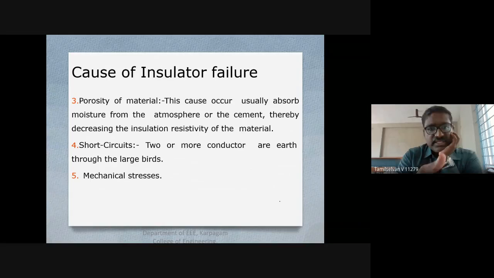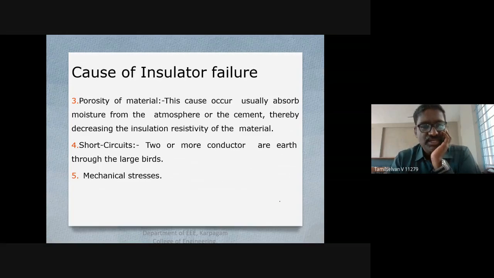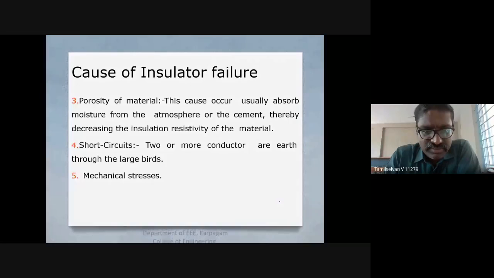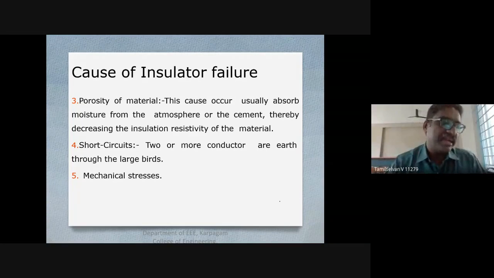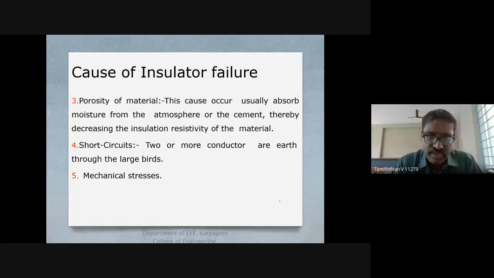And third is the porosity of the material. It will absorb moisture from the atmosphere, so automatically the insulation resistance of the material will come down. Short circuits may also happen in the insulators, between two or more conductors through the air, and the short circuit may lead to failure of the insulation. And heavy mechanical stress may lead to breaking of the insulators. So these are the various causes of insulator failure.